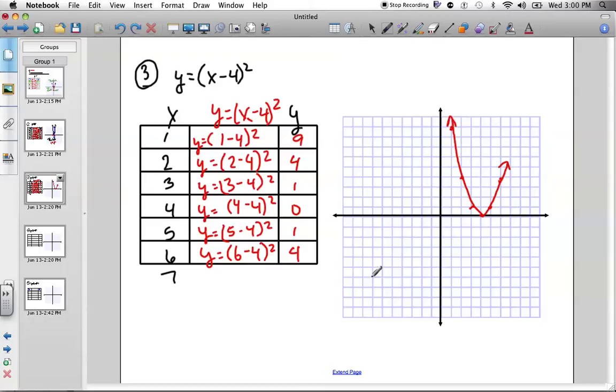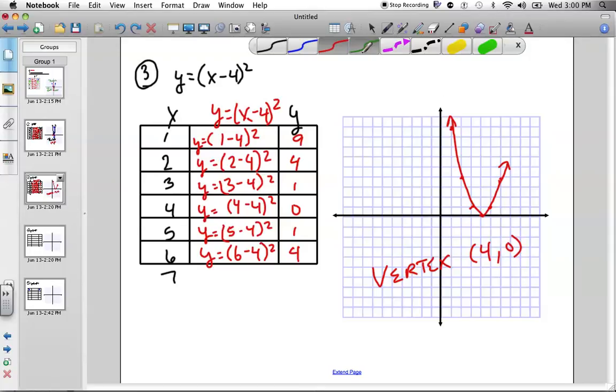Okay. Your vertex is at 4, 0. And then the other thing I might ask you is, what's the axis of symmetry? If you've picked up the axis of symmetry, that line will have the vertex in it.